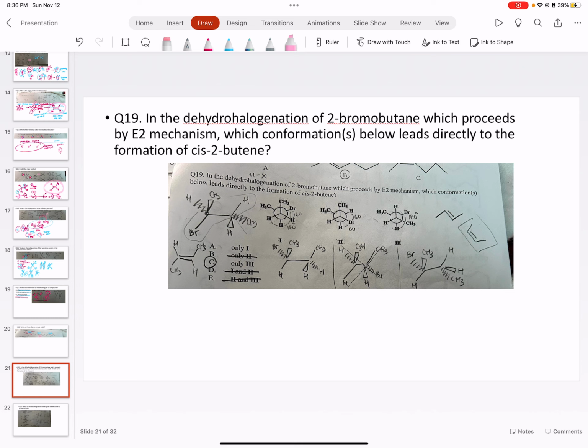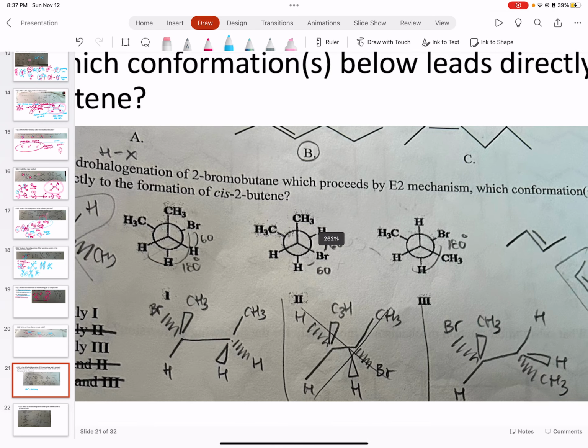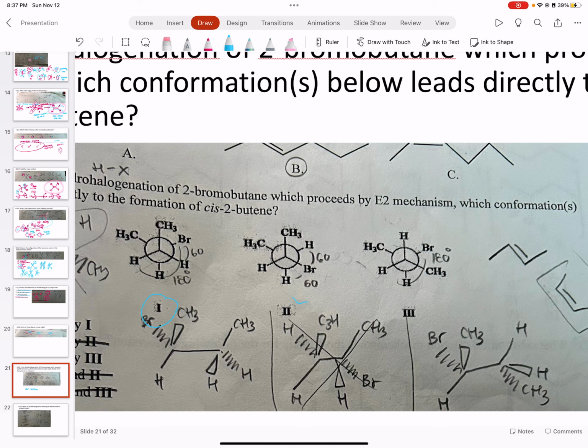One thing that you have to know is that the bromine and the hydrogen that you're removing need a 180 degree relationship. So then we can look at 1, 2, and 3. Our bromine is going to be the leaving group, so we need to see if we're able to find a hydrogen that has a 180 relationship with it.